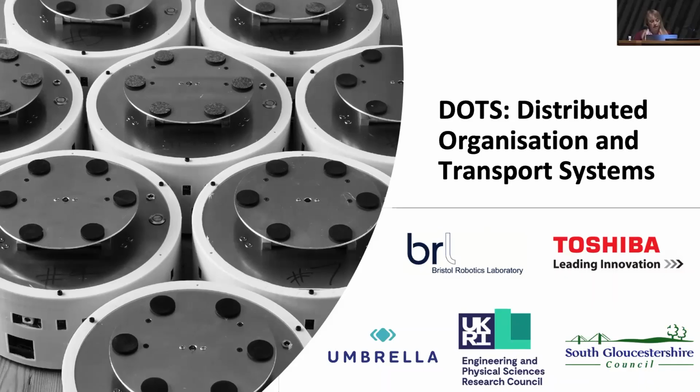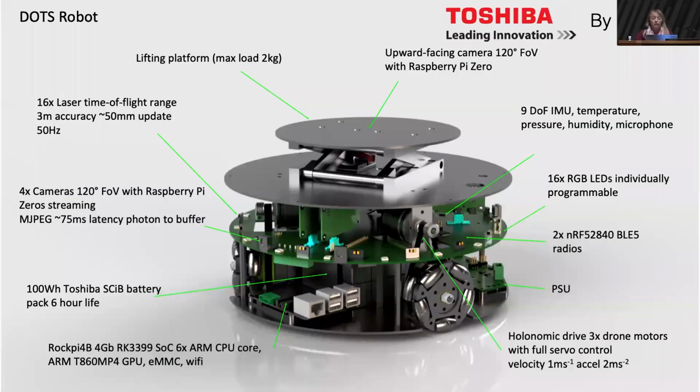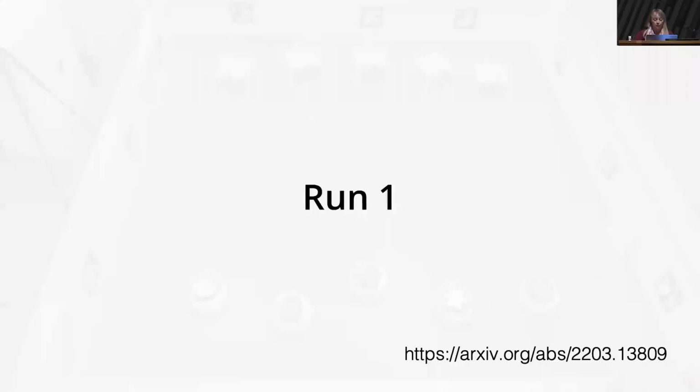And so we've built, in collaboration with Toshiba, these new robots called DOTS, for Distributed Organization and Transport Systems. So what are DOTS? DOTS are pretty sophisticated robots for the swarm world. They've got a GPU and 6 CPUs. They have 4 cameras. They have a laser time of flight range sensor. They have a lifting platform so that we can lift things. They're driven by drone motors, so they're very fast. They have omnidirectional movement, and they have 6 hours of battery life.